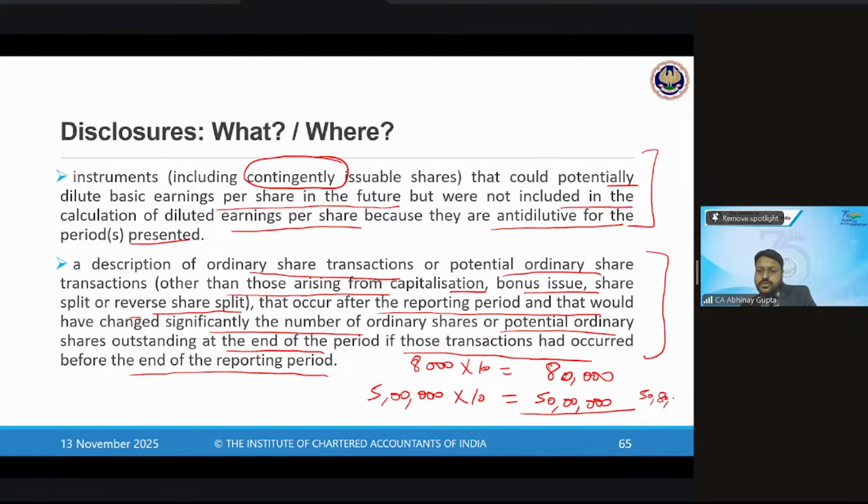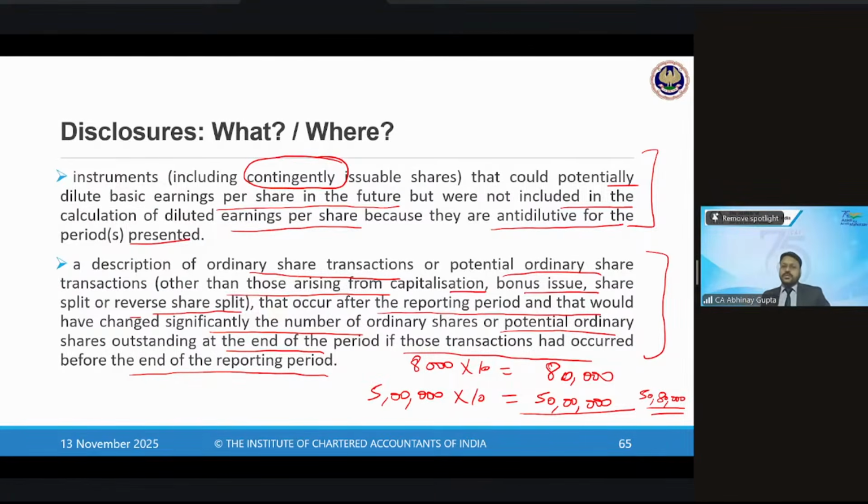50 lakh 80,000? Yes or no? Yes. So the company who was having 80,000 share capital with 8,000 shares will have 50 lakh 80,000 capital with 5 lakh 8,000 shares, right? So don't you think that the company's number of shares are increasing significantly because of this IPO? Yes.